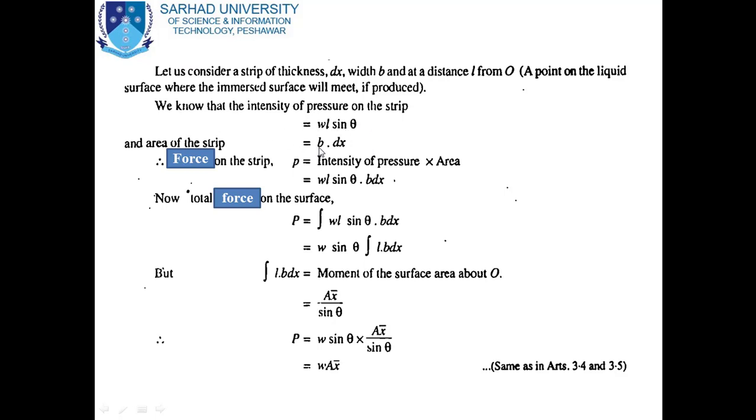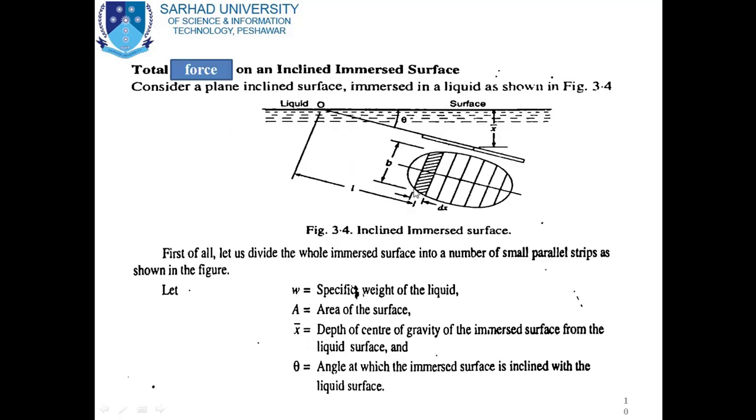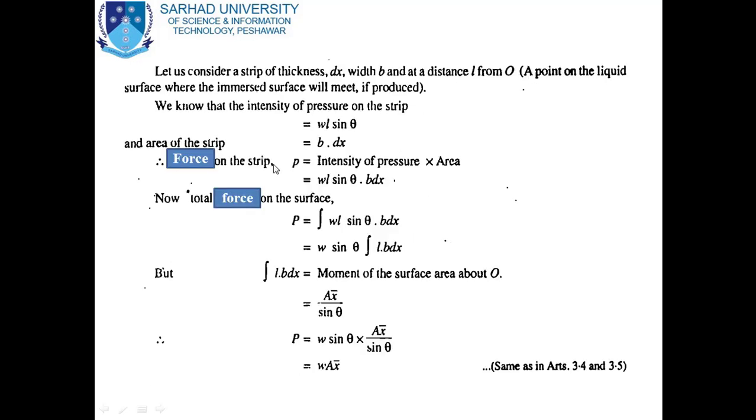Similarly, the area of the strip is equal to b into dx. The thickness multiplied by the width gives the area of the strip. The total force on the strip P is equal to intensity of pressure into area. When the intensity of pressure is multiplied by area, we get the total force on the strip. The intensity of pressure on the strip is omega L sine theta and the area is b dx. So the force on the strip is equal to omega L sine theta b dx.